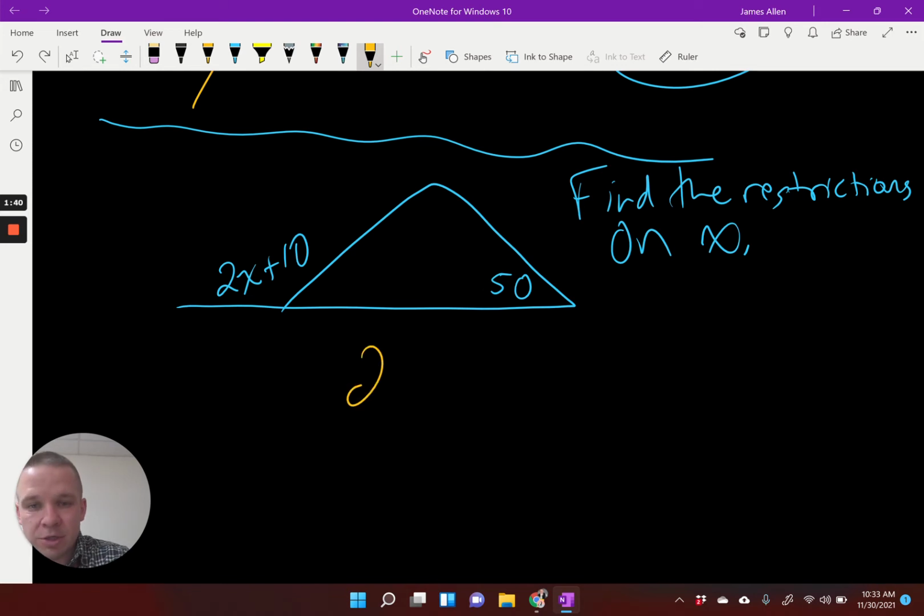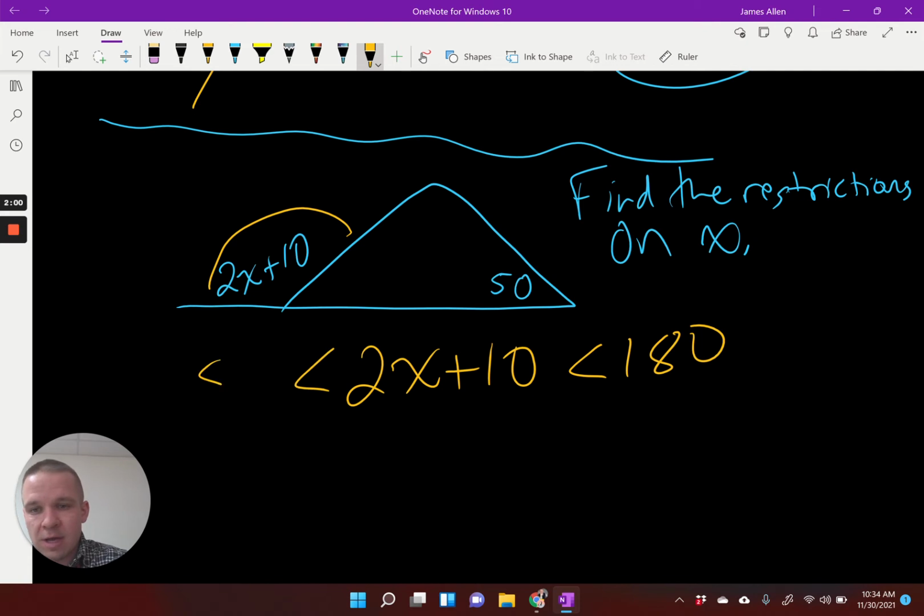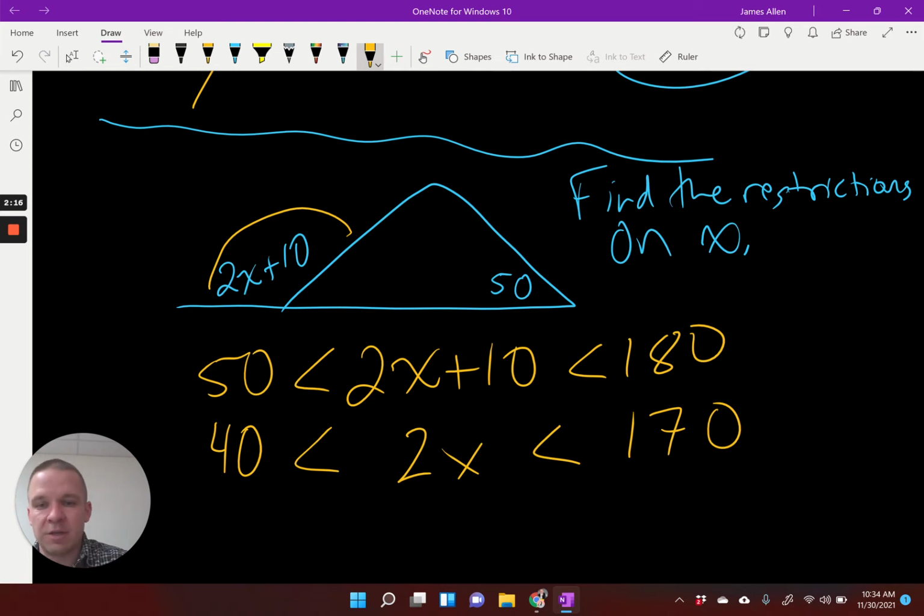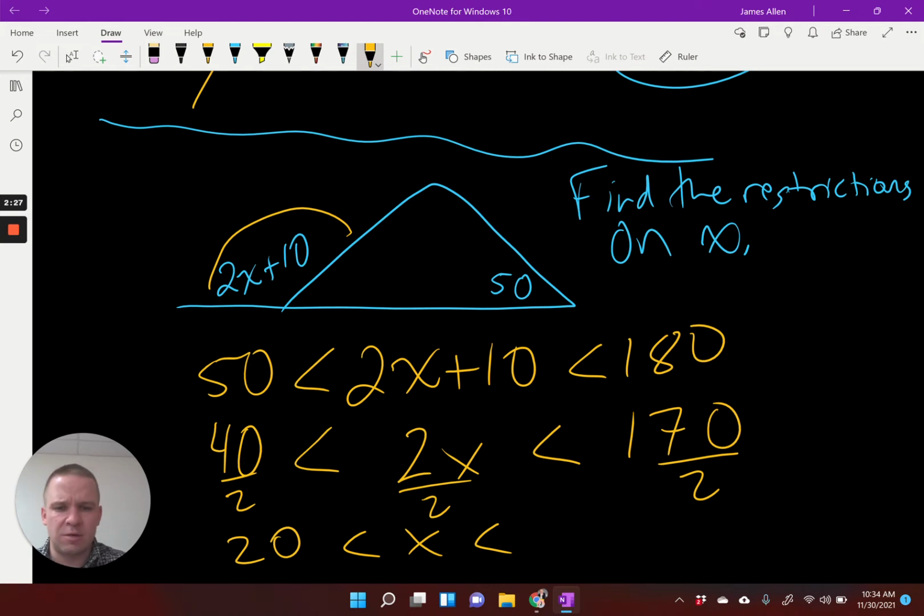So I know that 2x plus 10 is going to be greater than 50, right? But it can't get too big, okay? What's my limit of how big that angle can get? 180 degrees. So basically, this exterior angle right here has to be between 180 and 50. Had those two been flip-flopped, I'll do an example like that in a second. Let's solve this one. Subtract 10, I get 40. And over here, I'm going to get 170. So I get 2x is between. And now I'm going to divide by 2. I get 20 less than x. Then 170 divided by 2 is 85.